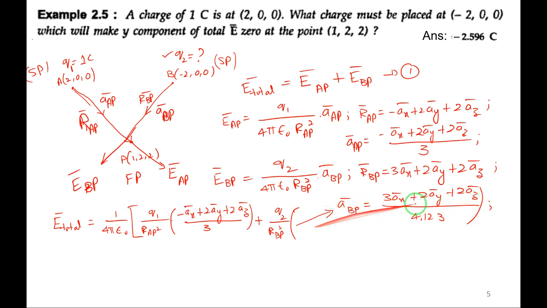Yes, actually I should take this and write once again, but anyhow it had come here, ABP, right? Okay, next we have to... What they have told, we will not find out the E total. Our intention is not to find out E total. What they have asked is what charge Q2 must be placed so that the Y component of the total electric field intensity at point P is 0. That means we will concentrate only on the Y component here, and we will not worry about the other components. We will equate it to 0.